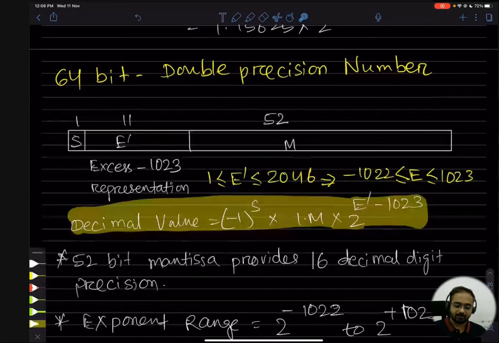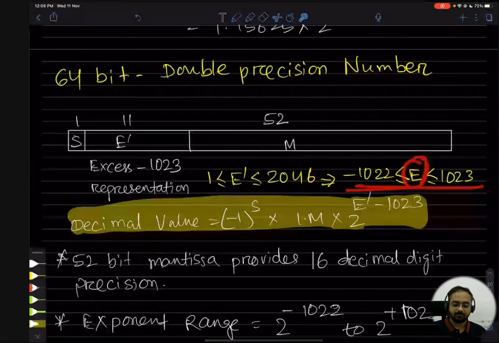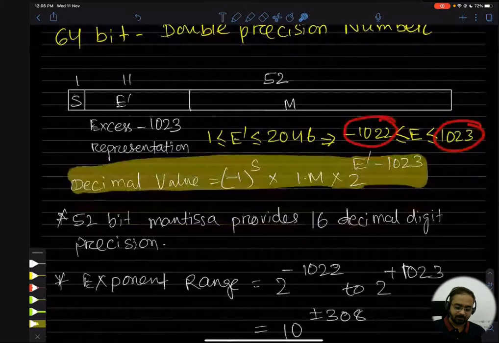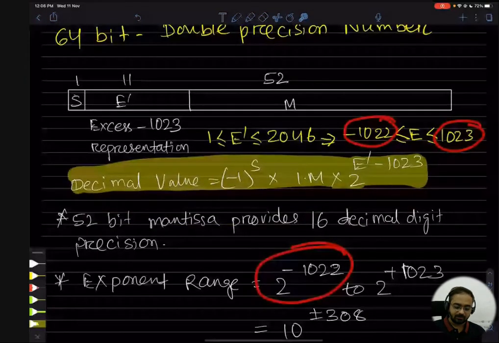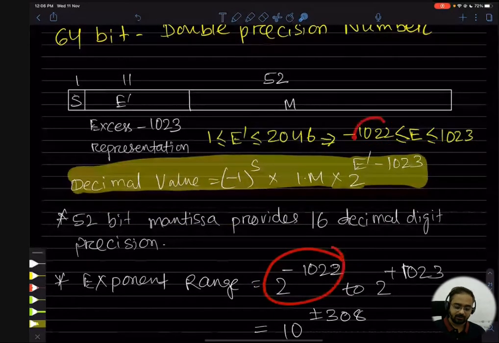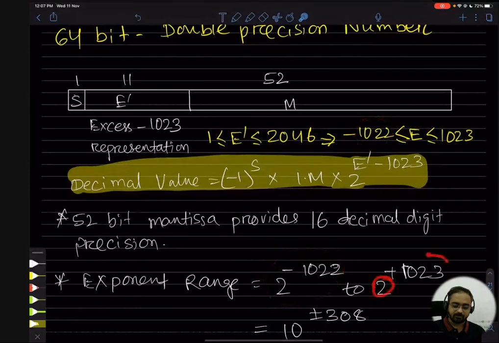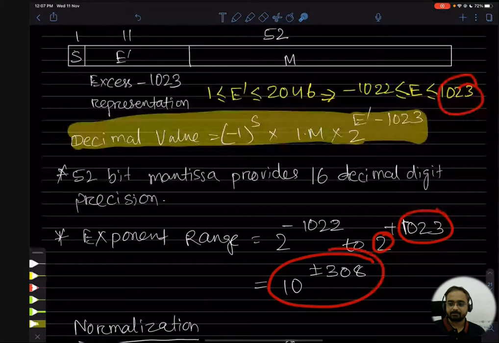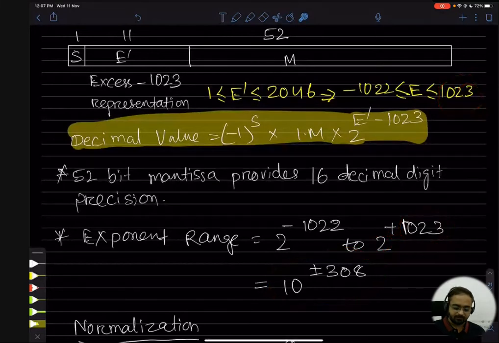Okay, and if you convert it into signed number representation, that means the actual exponent, we can store an exponent of minus 1022 to 1023. Okay, if you are storing this much big a number, then what will be the range? So we can calculate 2 to the power minus 1023 to 2 to the power 1023. That is a number which is 10 to the power plus minus 308, which is a very big exponent range.